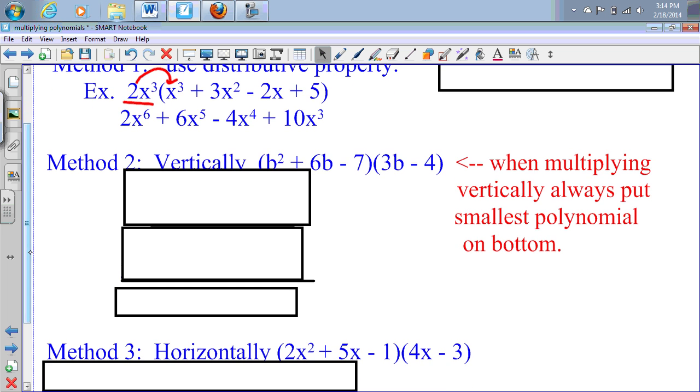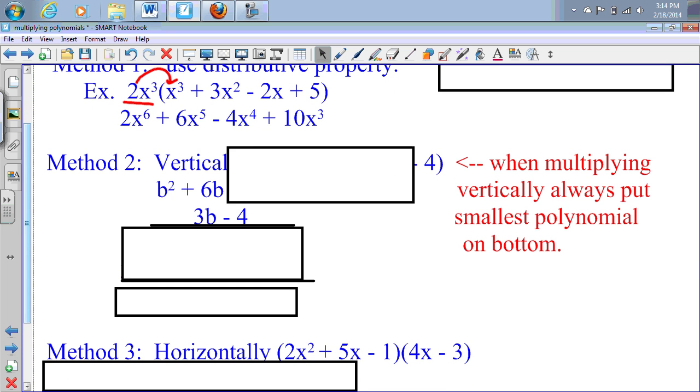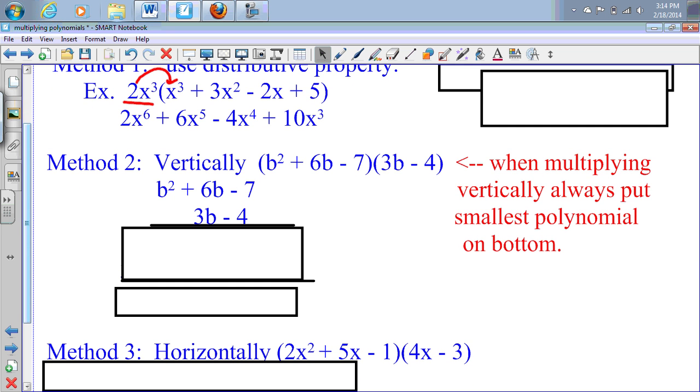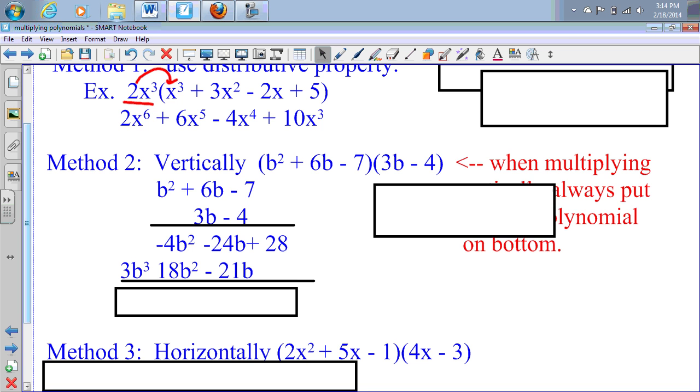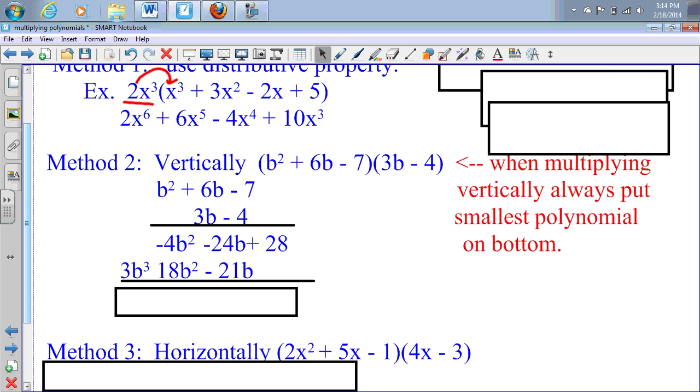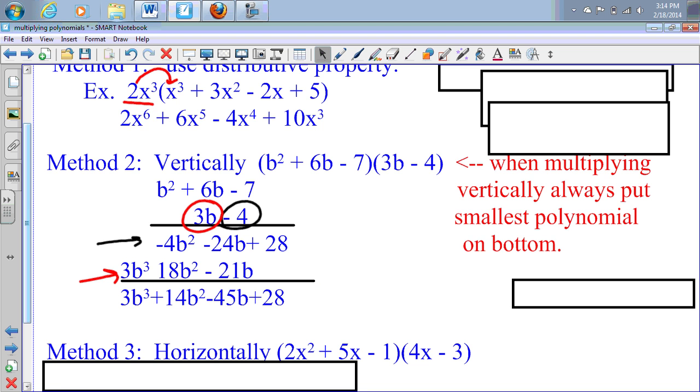When we do that, this is similar to what we did earlier, where we were making sure we put the bottom binomial and then multiplied by the negative 4 term first, each one through, and then we multiplied by the 3b term, and then we added the like terms together.